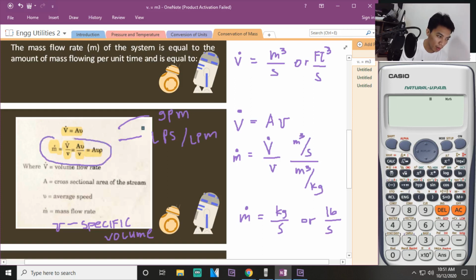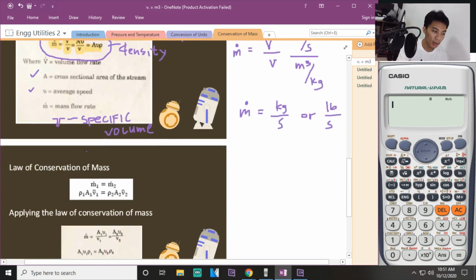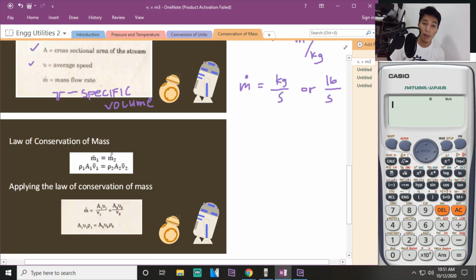The notion niya, kaya ito yung formula for your mass flow rate. AVP. Pero ano yung A? That is cross-sectional area. Average speed naman yung V. And then, ito naman, rho, is density. Yan. Okay? So, for the law of conservation of mass, sabi nga nila, mass is indestructible. Ibig sabihin, yung mass in mo is equal to your mass out. And then, pwede mong equate yan.